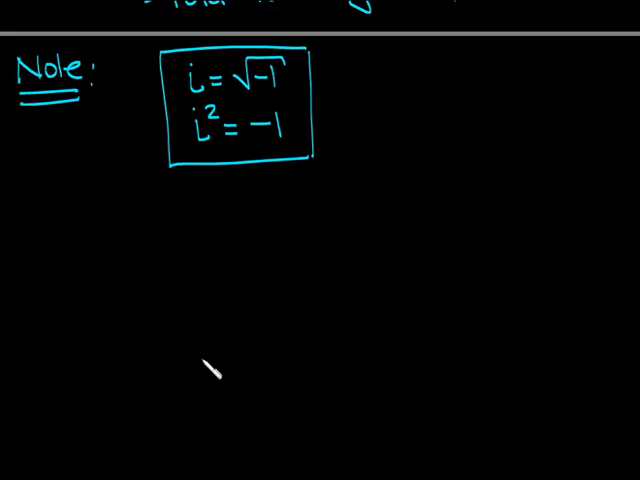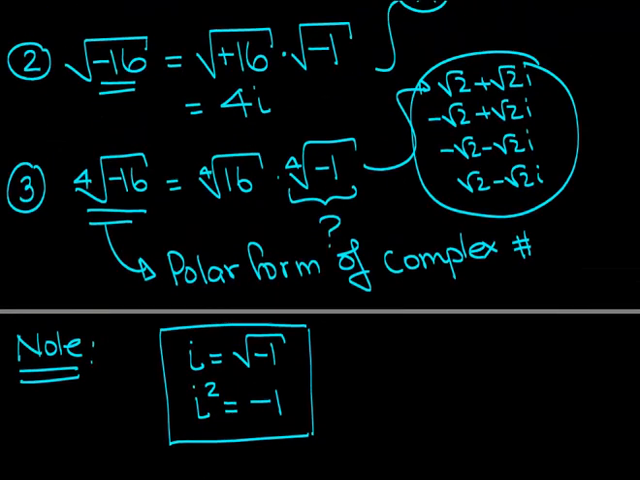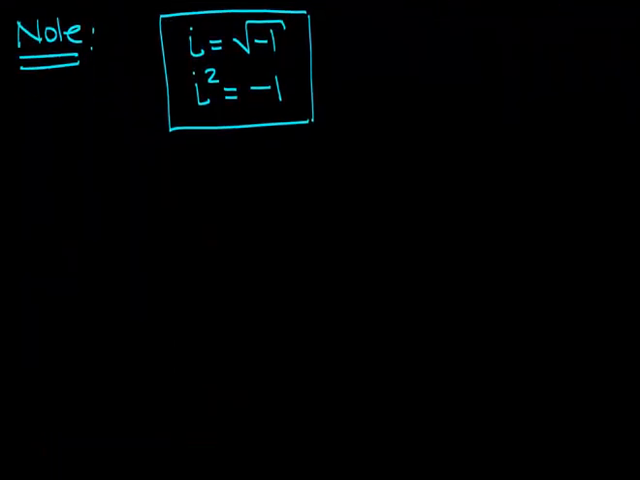i is equal to square root of minus 1. We used that to write these radicals a minute ago. And then i squared is equal to minus 1. That's because some textbooks might ask you problems like this: find i raised to 20. What is that?